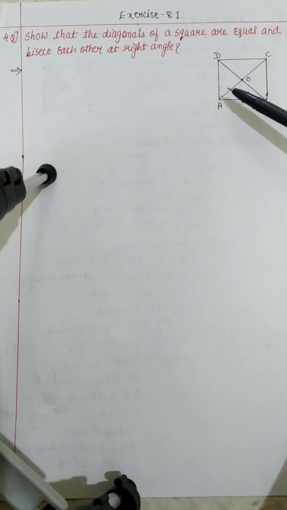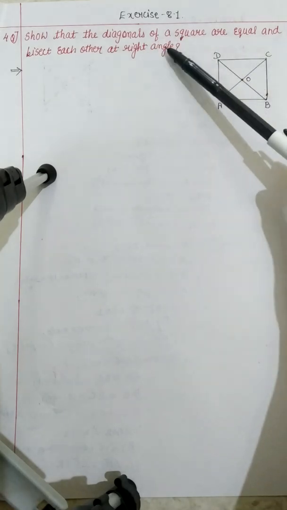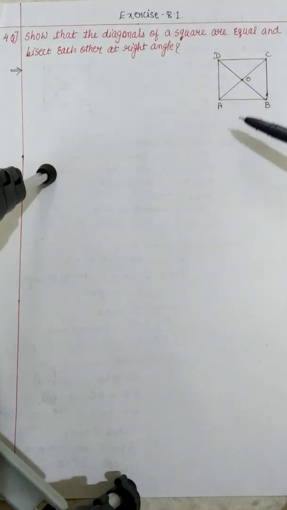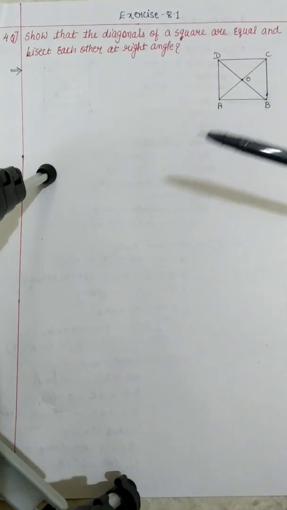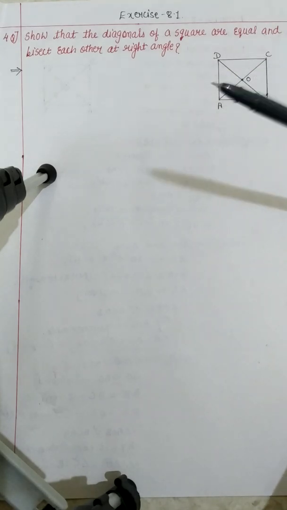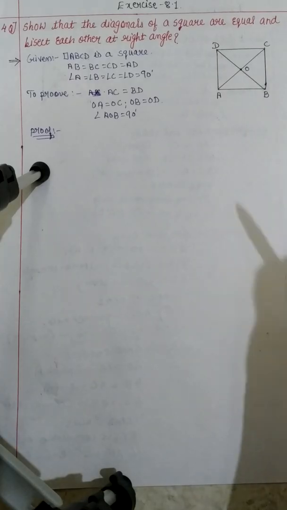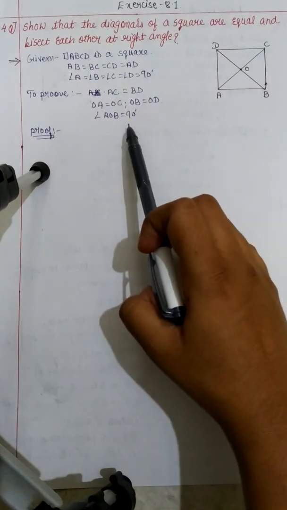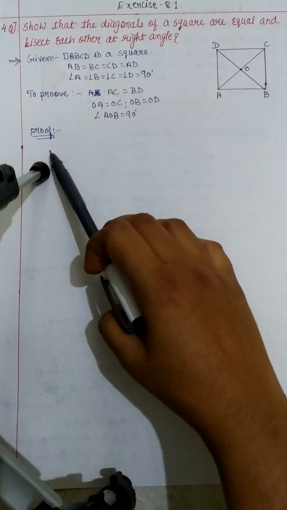Given here is the name of the figure, that is diagonals of a square, it is said. So ABCD is a square, but a square also has its own property, and that is all the sides are equal to each other and all the angles are 90 degree each. Okay. So here we have written the given and to prove. Now let us start with the proof.